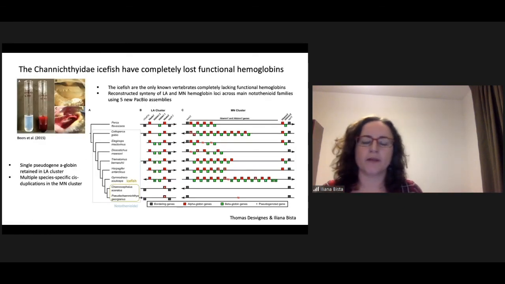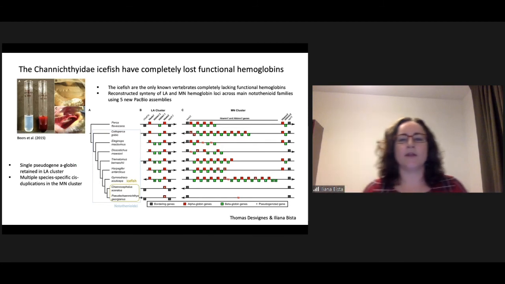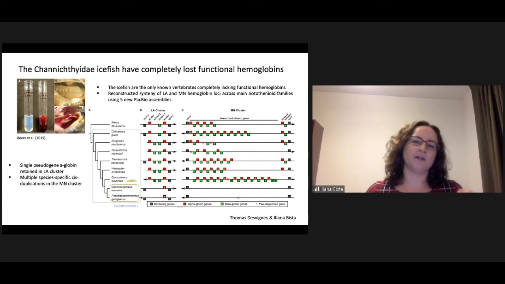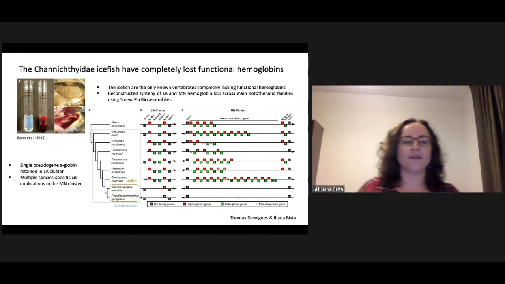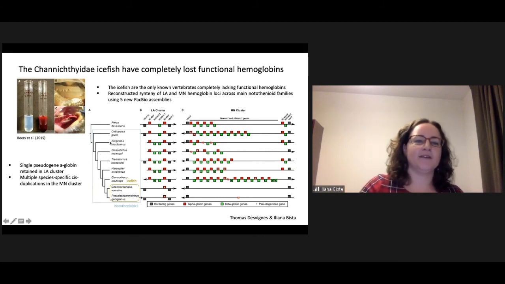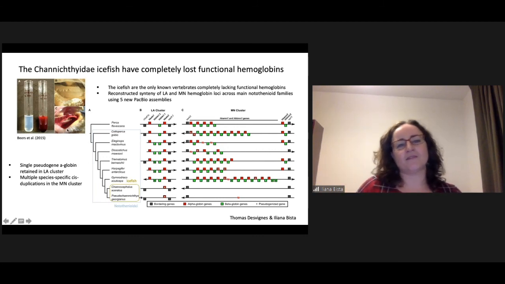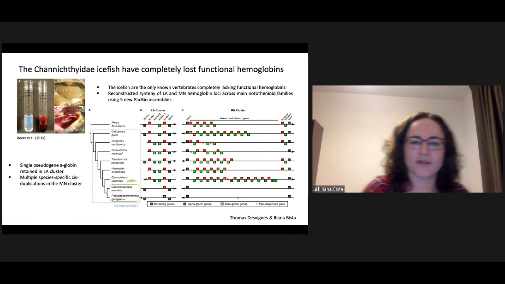Additionally, we have been working on studying the loss of hemoglobins within the Channichthyidae icefish family. The icefish are the only known vertebrates which completely lack functional hemoglobins. That makes their blood look white, which is really surprising since they don't have any erythrocytes, and this is something that cannot be seen in any other species anywhere else.